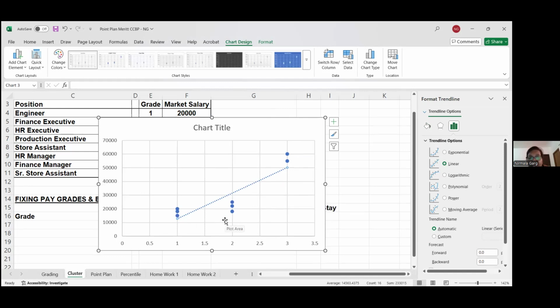Now, how do you actually then assign salary ranges? Take the position at the minimum in that particular grade. So, if you see this, I'll just shift this.